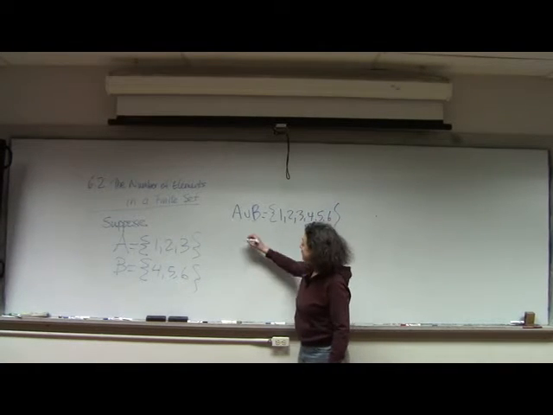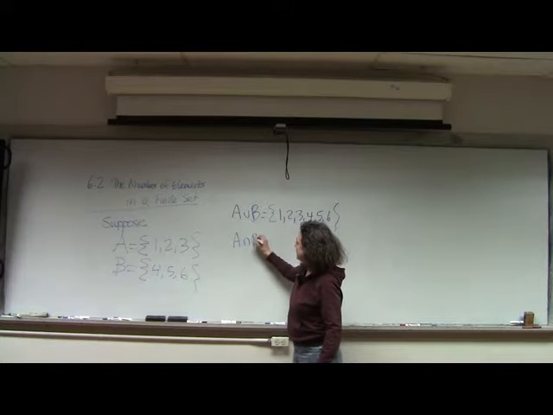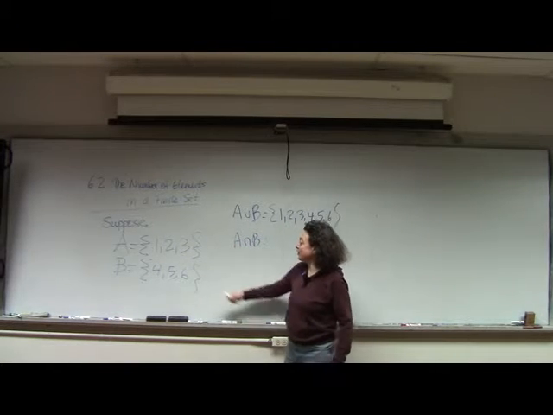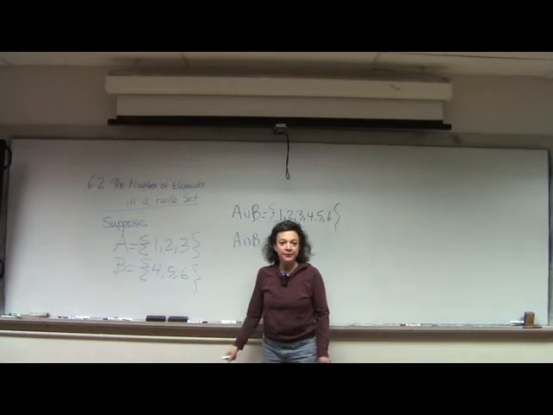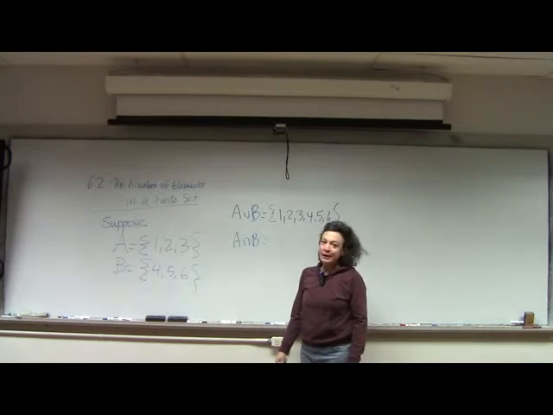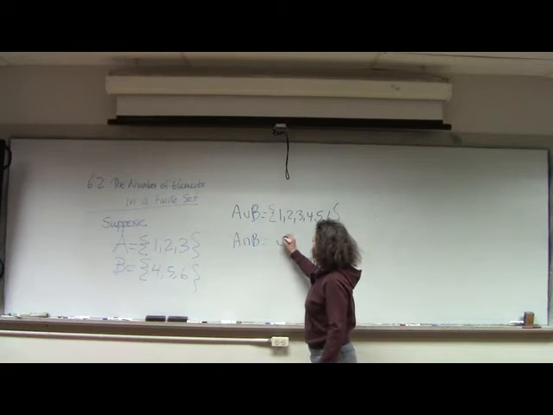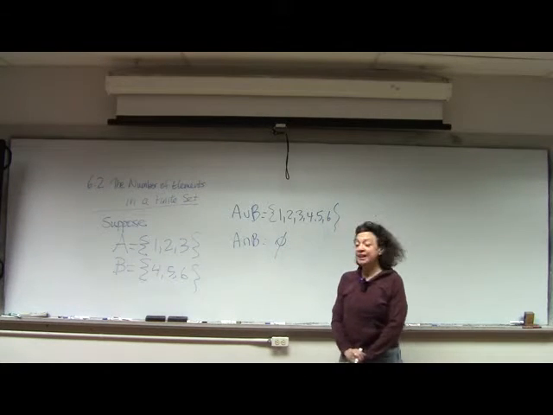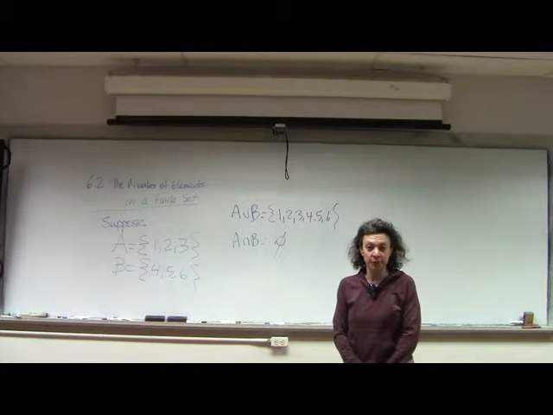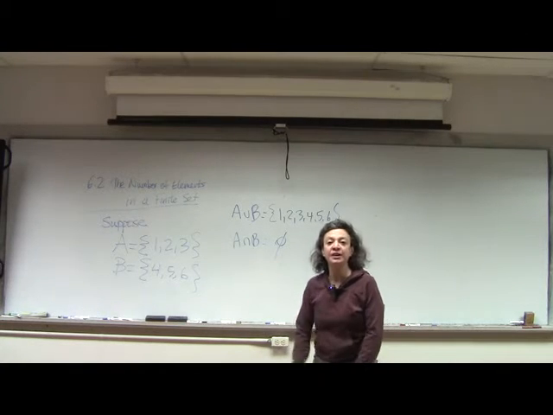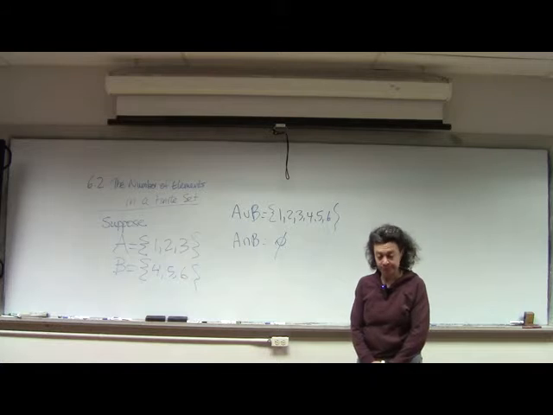Okay? Now let's do the intersection of these two sets. In other words, where do they overlap? What do they have in common? And I think you'll grant me they don't have anything in common. So the intersection is the empty set. You may or may not recall the word we use for these two sets then is that they are disjoint.